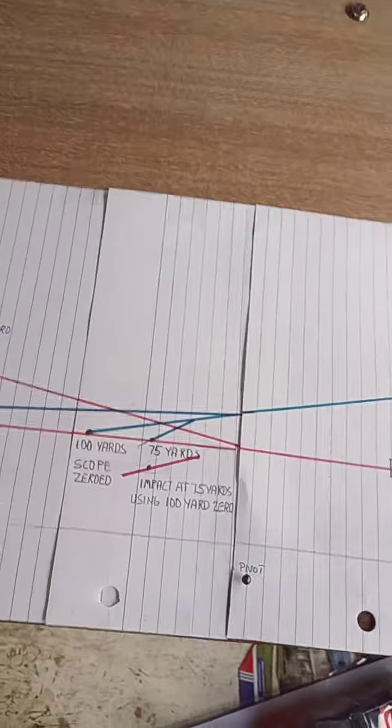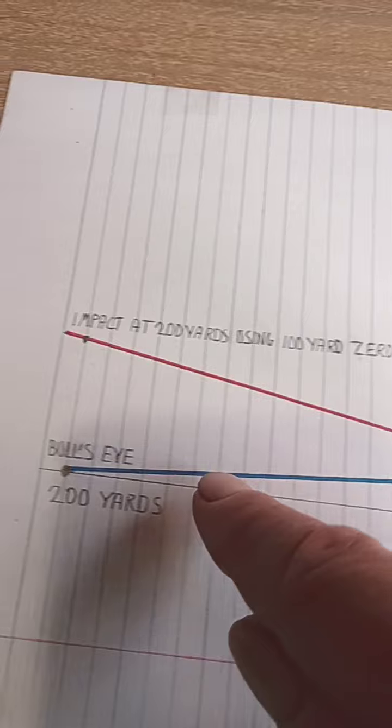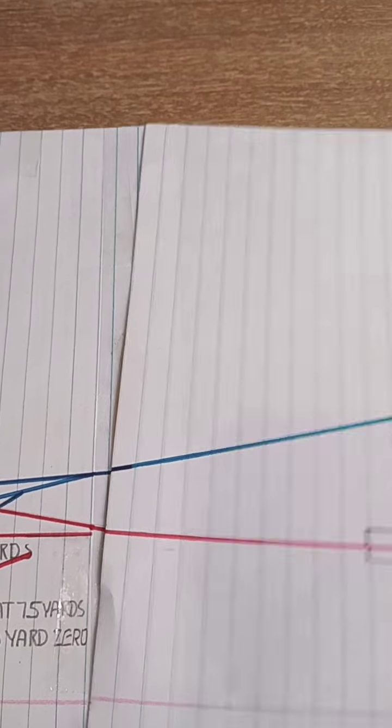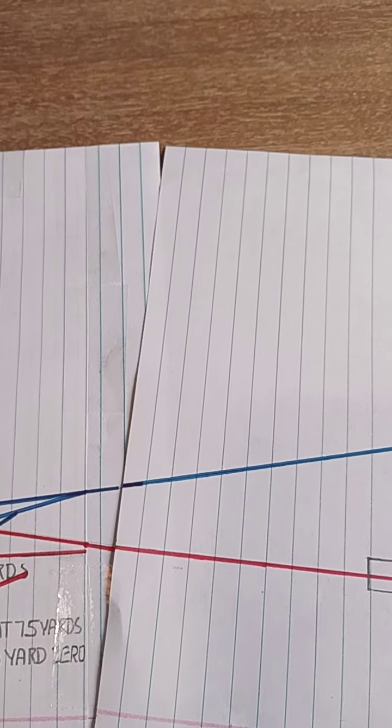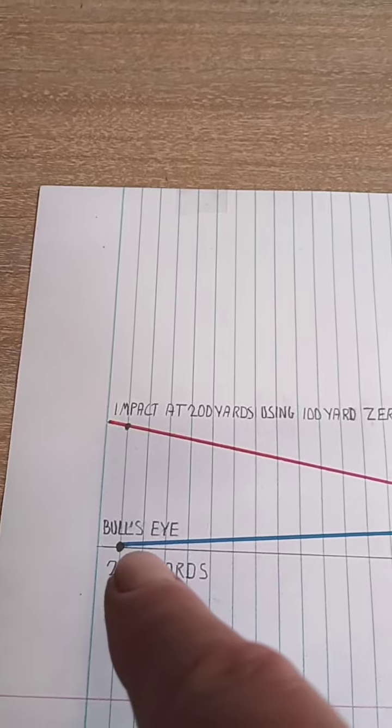Okay, look what happens though if you want to use the 100-yard zero at 200 yards. This blue line here represents line of sight to 200 yards. So I'm going to tilt the scope back, which is what you would do, to get line of sight at the 200-yard bullseye.